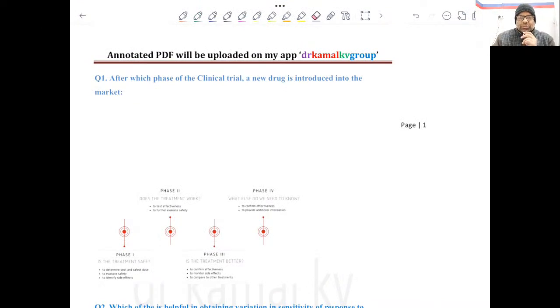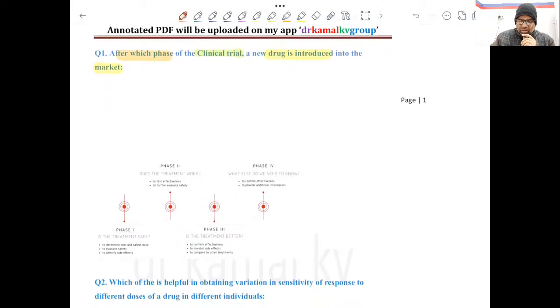So, the very first question is about a clinical trial, and it has been asked: after which phase is a new drug introduced into the market? Before that, we should know what the phases of clinical trials are. Now, there are four phases: phase 1, phase 2, phase 3, and phase 4.